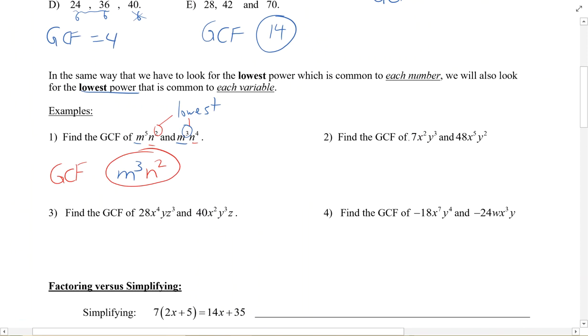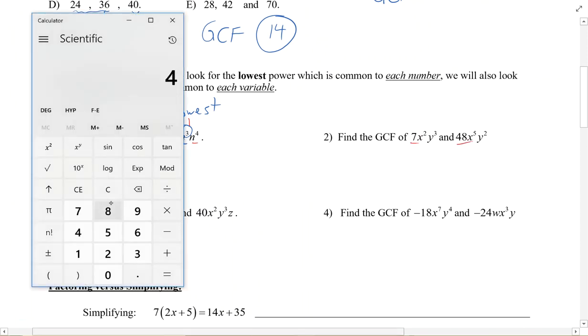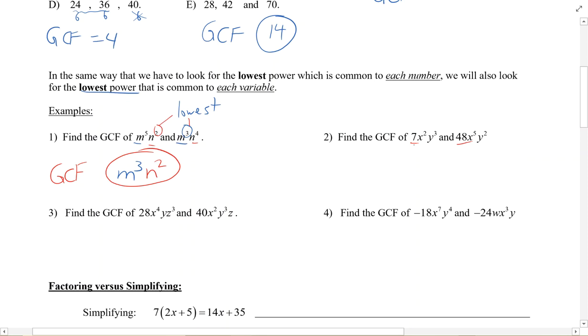Number 2, well, 7 and 48. Can you divide 48 by 7? Just double check if you're unsure. Oops, clear. 48 divided by 7. Doesn't work. So 7 is not part of the GCF. The GCF would be the number 1.